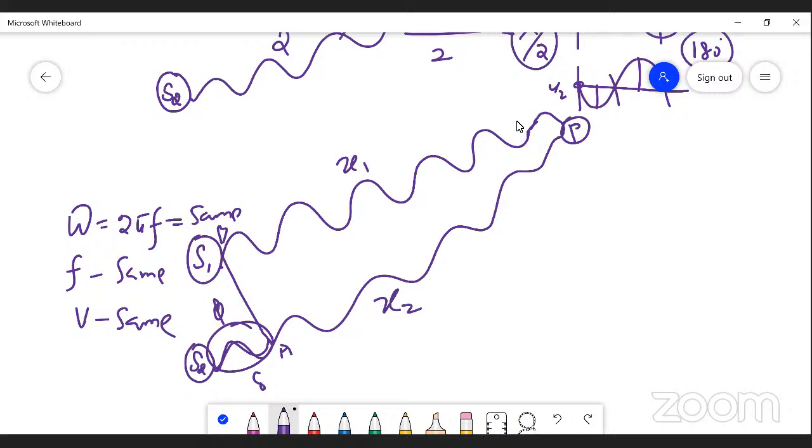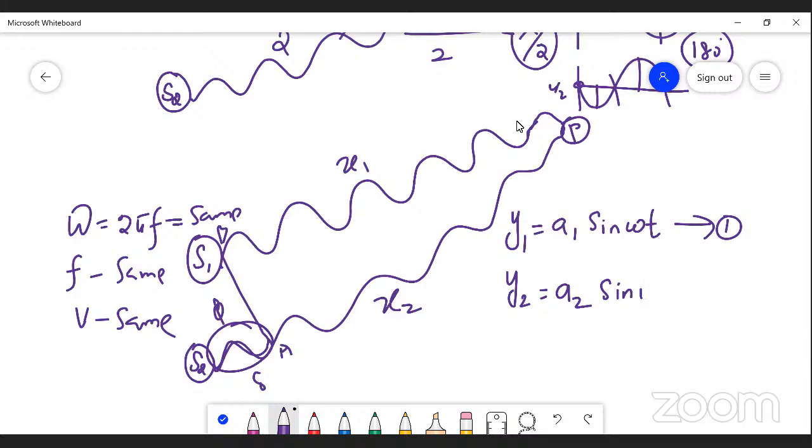And I want to write the harmonic equations of the first wave. What is the equation of the first wave? Y1 is equal to A1 sine omega t. You know well, this is equation number 1. You studied the harmonic equation well in 11th standard. Y2 is equal to A2 sine omega t plus pi. Y1 is the displacement of the first wave, Y2 is the displacement of the second wave. A1 is the amplitude of the first wave, A2 is the amplitude of the second wave. And the second wave must be traveling with phase difference pi, so Y2 is A2 sine omega t plus pi.